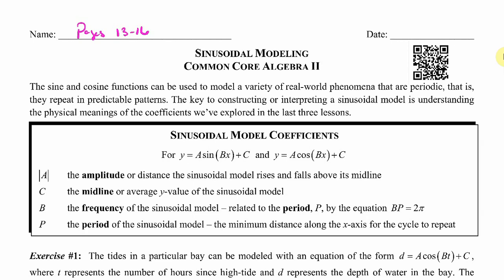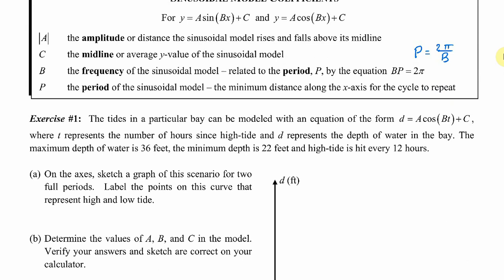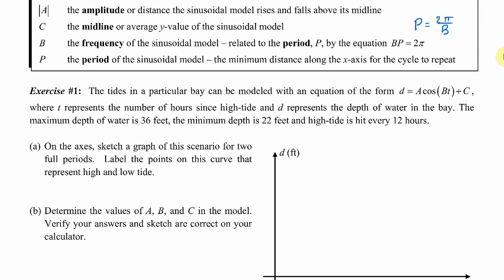B is the frequency, which is related to the period p. The frequency is how many cycles you would see in a 2 pi interval. The period is the length of a single cycle along the x-axis. And again, I use the formula period equals 2 pi over b. They have bp equals 2 pi. I use period equals 2 pi over b, just that form, as we saw in previous lessons. All right, so let's take a look at these problems and see how setting up sine functions or cosine functions can help us out here.